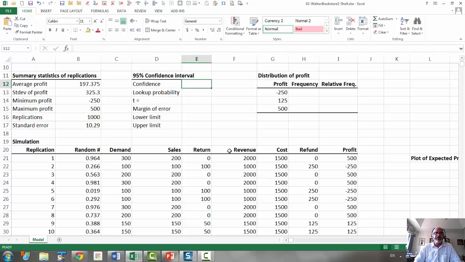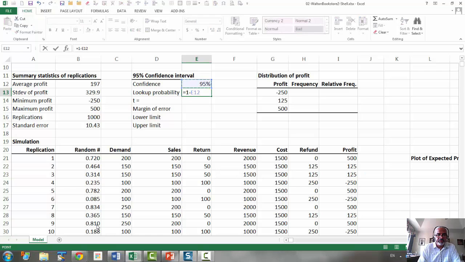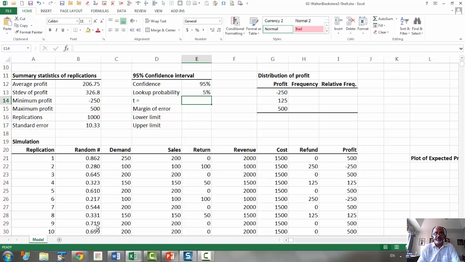Suppose we want a 95% confidence interval, so we put 95% there. Then the lookup probability. Remember our normal distribution function, the NORM.INV function that gives us the table value, it uses the cumulative probability. So we have to adjust this 95% to a lookup value, and that lookup value is 1 minus alpha. When we use the t distribution, it requires the alpha value, that is the tail values. So you need to do 1 minus that.